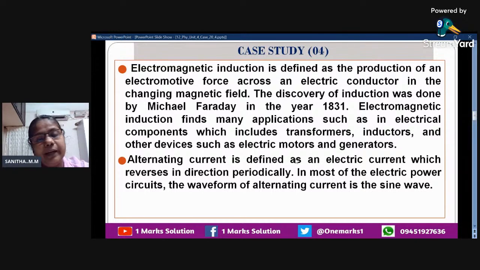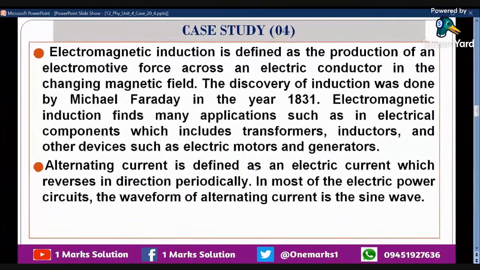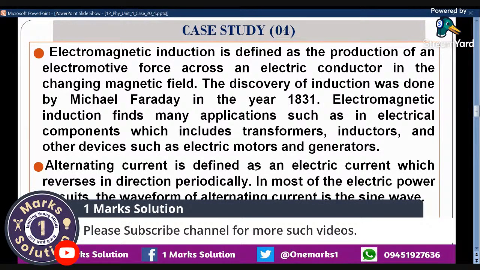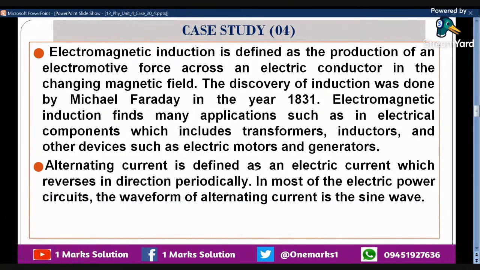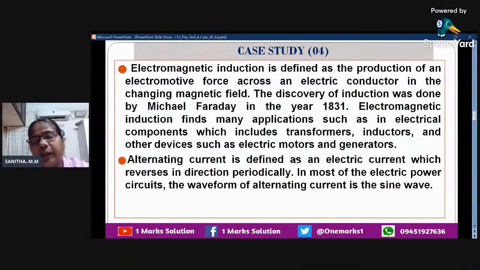So let us move on to the second paragraph. Alternating current is defined as an electric current which reverses in direction periodically. Alternating, that means changing. Changing in equal intervals of time, we can say. That is why in India 50 hertz is our frequency of AC. In most of the electric power circuits, the waveform of alternating current is a sine wave. Sine wave means it is changing according to the function of sine. Actually, cosine also we can use, but usually we will write sine omega t. What is the equation? E is equal to E0 sine omega t. I is equal to I0 sine omega t. Like that, we will say. The waveform we are using is mainly the sine waveform.